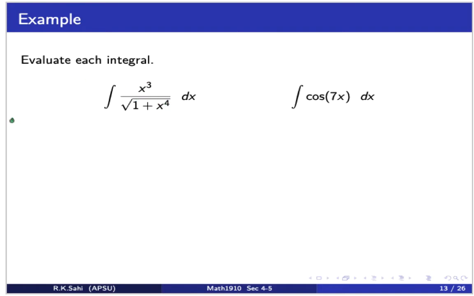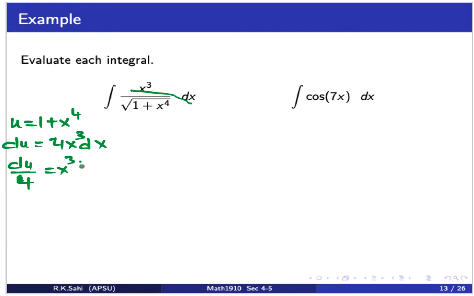So I know what my u should be. My u should be 1 plus x to the fourth, and du is going to be 4x cubed dx. Notice x cubed dx is here, so we can write this as du over 4. And now we just go ahead and change the variables. So x cubed dx is what? Du over 4. And the rest of the term is 1 over the square root of 1 plus x to the fourth, which is square root of u.